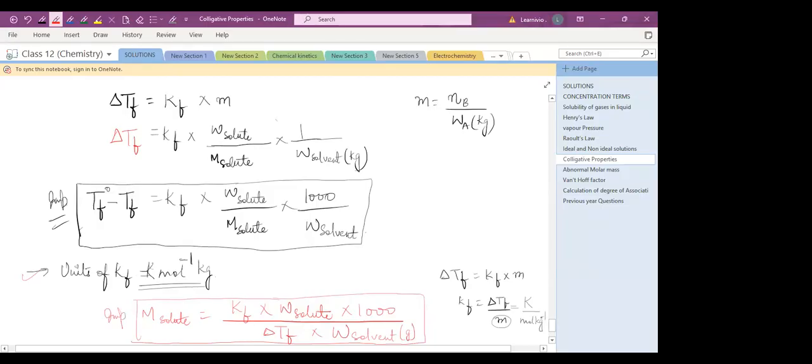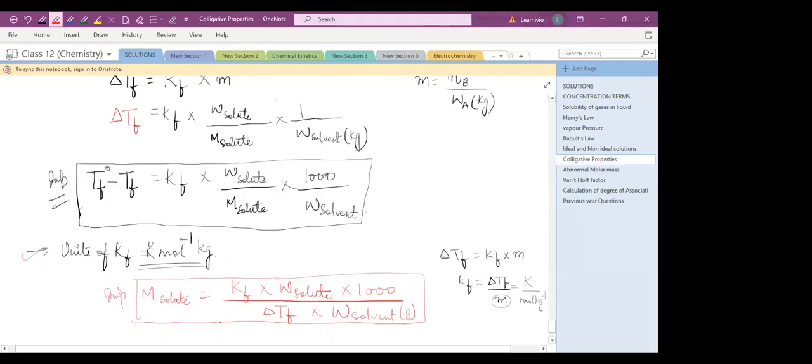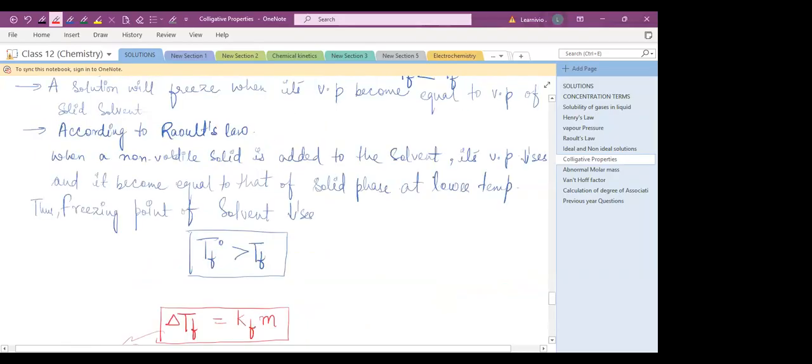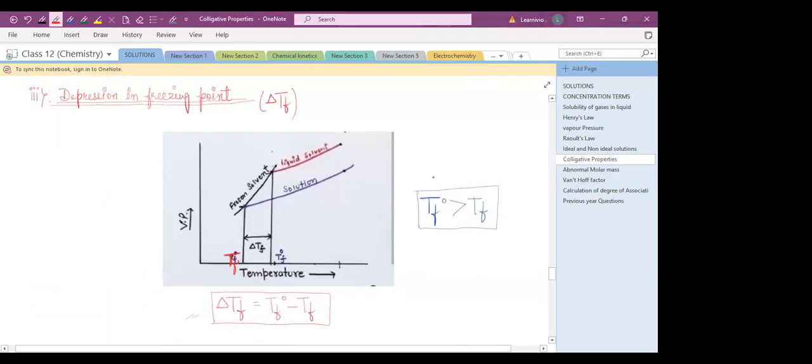Important formula. Okay, so whenever you have to calculate the molecular mass of solute particles, and the molar depression constant is given, delta TF value is given, right? So you just use this formula to calculate the molar mass. Clear? Now you can continue. And please write it down and please update me so that I will scroll down.